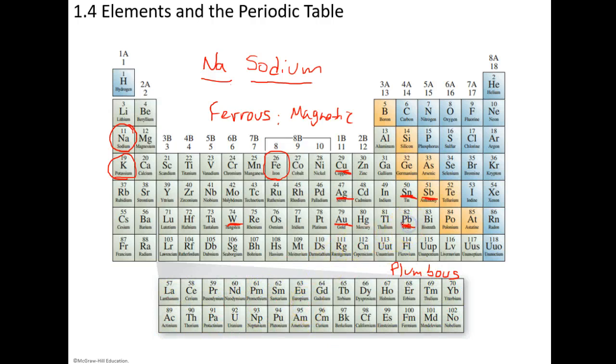So how many are there? I think there's 13. 1, 2, 3, 4, 5, 6, 7, 8, 9, 10. Did I miss a few? Like I said, I think there were 13 of them. Well, anyways, it's not really important. I just want to point out a few of them. And just so that you get used to the periodic table, practice looking at this. You're going to be looking at it quite a bit throughout the semester.